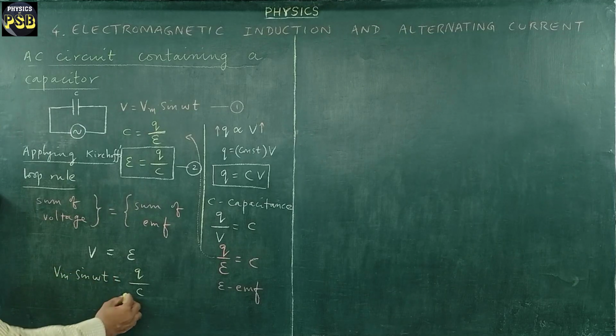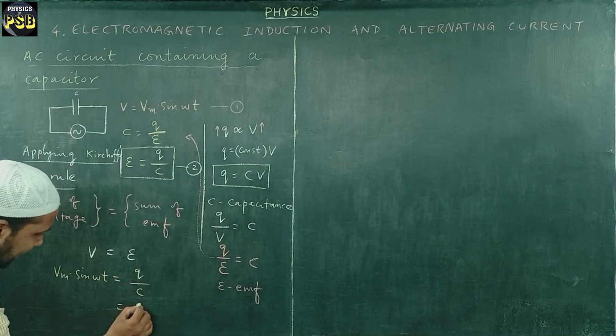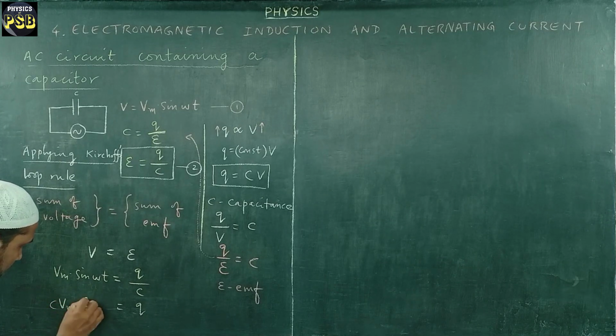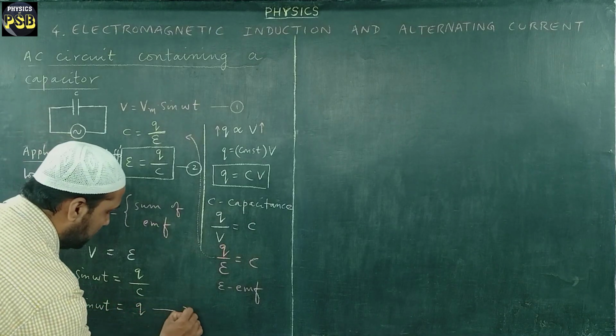So for that, I keep Q on this side and C is taken to the left hand side. Now it's dividing here, so when it is taken to the left hand side, it will multiply. Q equals CVm sin of omega t. This is what I have taken. I take it as equation number 3.